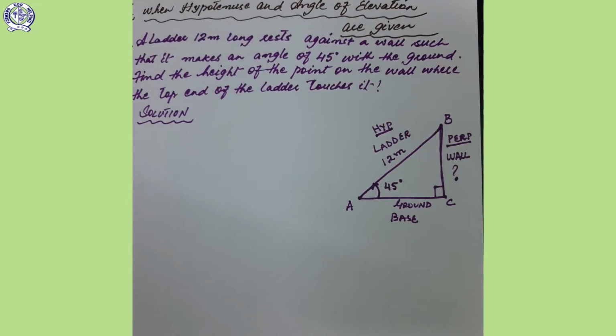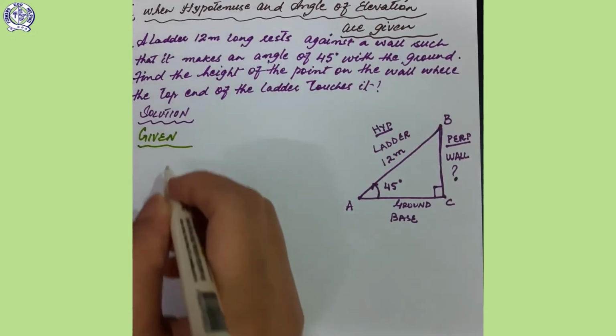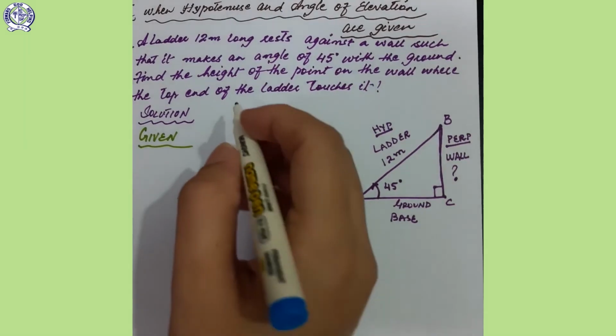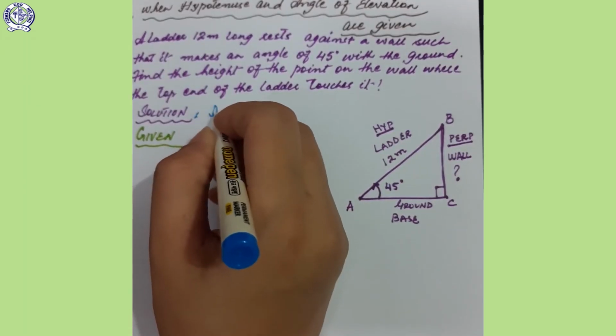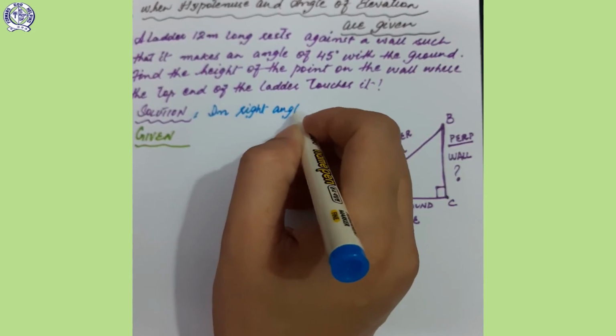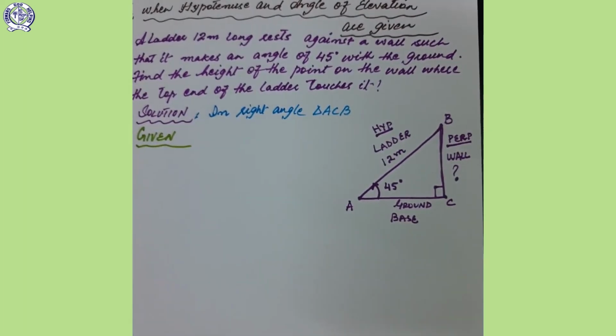Okay, now let's write what is given in the question, and what is required in the question, and then we will apply the suitable formula. So let's write the given value first. What is given in the question? So we will write given. Again, this is a right angle triangle ACB. So you will mention in right angle triangle ACB.